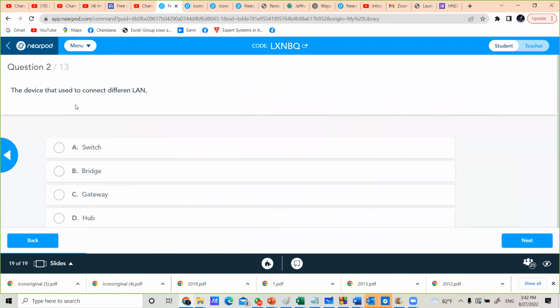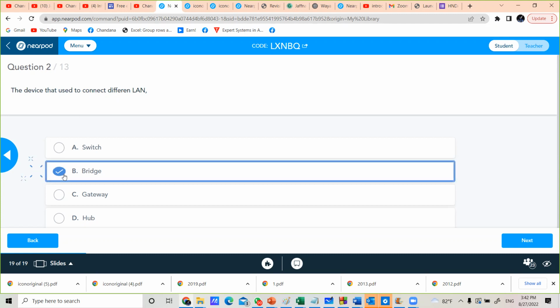Then the next one, the device that is used to connect different LANs. Here, the question does not specify whether they are using different protocols or the same protocol. Not specified means they are using the same protocol. Therefore, the suitable device, if both networks have the same protocol, is a bridge.